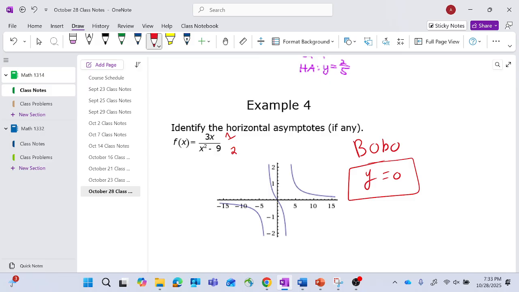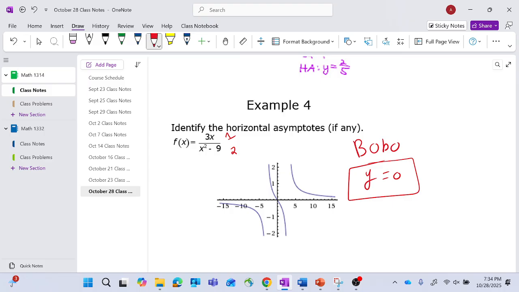And it's always y equals. When you say the degree, you mean the exponent? Yes. So the biggest. Yeah, we'll say yes for that. So the biggest exponent is on bottom, of 2. The degree of the bottom is 2. So it's bigger on bottom 0. So that's why it's y equals 0.